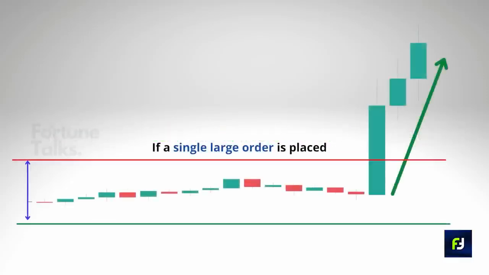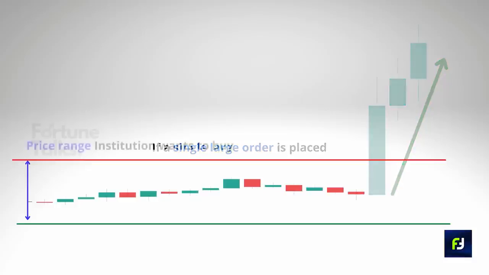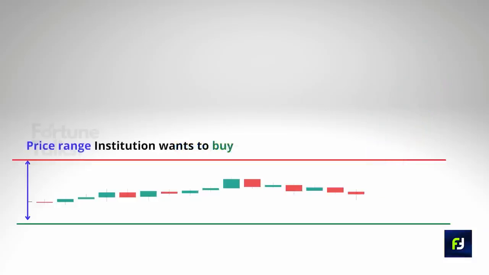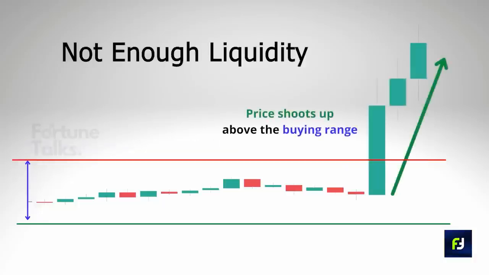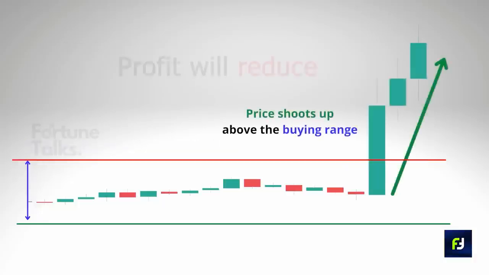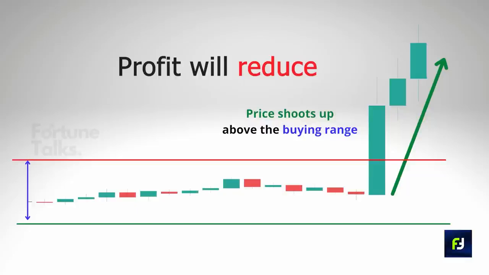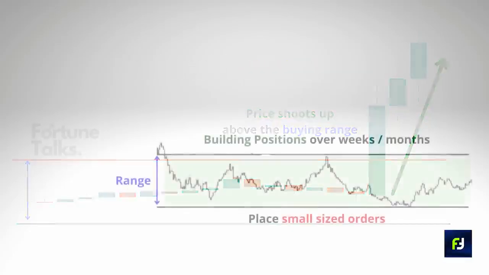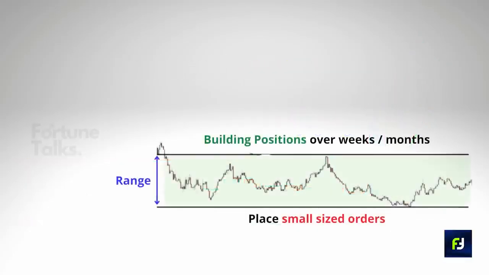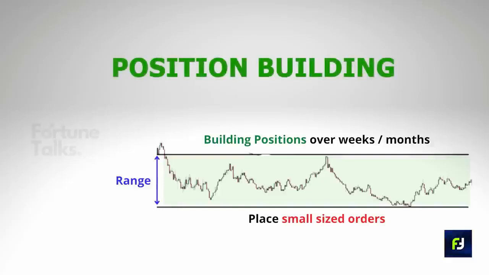The prices would react suddenly and the prices would just shoot up. They will be able to purchase the stock at a specific price only if there is enough liquidity in the stock. Else, the orders will be matched at higher prices, which will in turn reduce the profitability of the institution. But they will not allow this to happen. So instead of placing a bulk order, the institution places small orders secretly. And this is called position building. In short, we can conclude that during the accumulation phase, the institutions are building up the position slowly and silently.